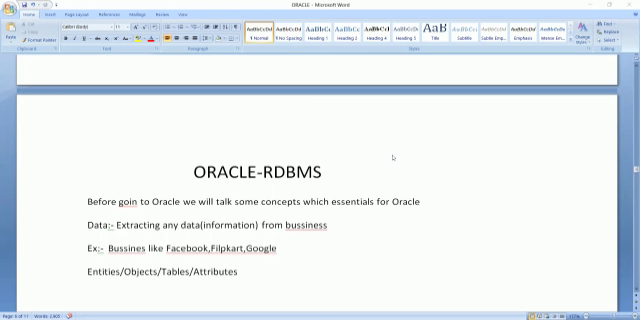The main purpose is, in a business we have so many entities, objects. Suppose you assume there is Facebook. If you open Facebook, you will enter your username and your password. So how will that application know that you have entered your username and password? So before doing that, you'll create something.